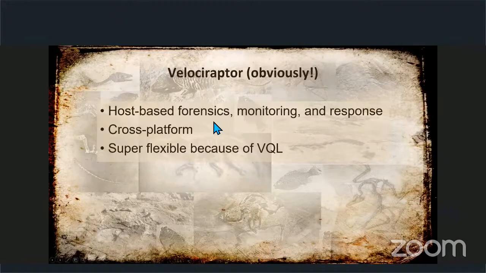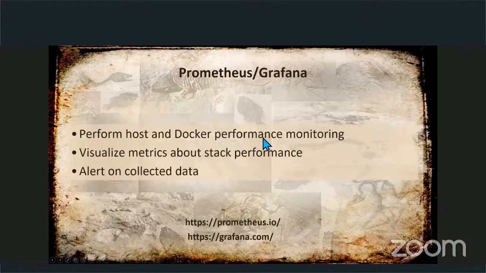So it is going to be really the centerpiece of this. So obviously Velociraptor. But what else? How about Prometheus and Grafana? This would be a way to perform host and performance monitoring of the stack itself. We could visualize those metrics about the stack performance. We could alert on any kind of metric data for using this in our daily environment.